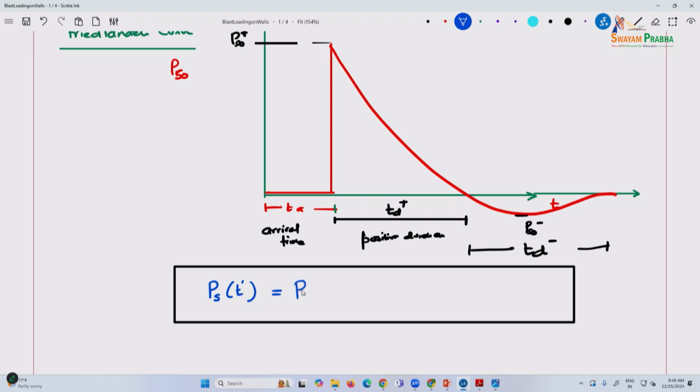I'll explain where the complexity is. So it is PSO multiplied by 1 minus T prime divided by TD, where T prime is T minus TA. So the variable here is T prime. This is multiplied by an exponential decay, so e to the power minus B times T prime divided by TD.